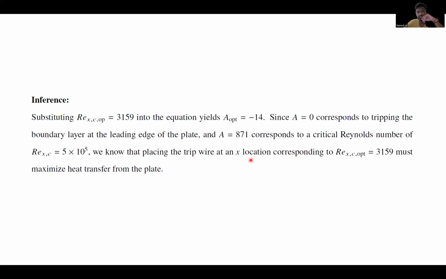And so for placing the wire, since the length of the domain is not known, I can't calculate the exact location on the plate, but we can roughly say that the location corresponding to where the Reynolds number is 3159 should be the place where the tripping wire should be placed, so that it enhances the heat transfer from the plate.